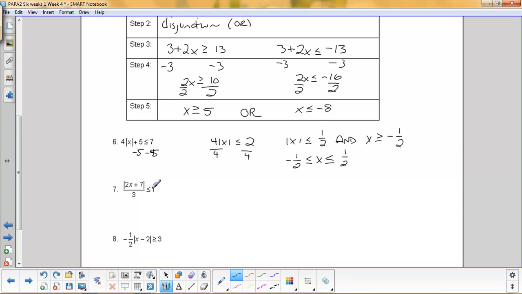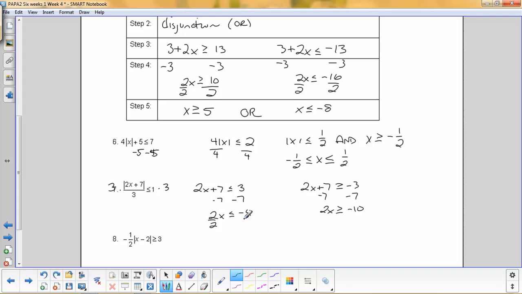Alright, the 3 needs to be moved to the other side. Remember, it's division. Multiply both sides by 3, and I get 2x plus 7 less than or equal to 3. That is less than, so again we're going to have another AND situation here, and we're going to do 2x plus 7 greater than or equal to negative 3. Solving for x, we'll subtract the 7 first. 2x less than or equal to negative 4, 2x greater than or equal to negative 10.